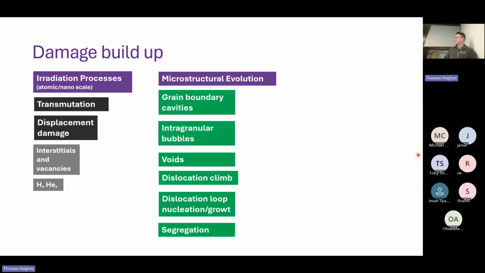Then we undergo our microstructural evolution. So we had a look at sort of what our microstructure might look like. This can have grain boundary cavities, bubbles might start forming, voids might start forming, lots of dislocations might start moving in the way we don't want them to. And then we have segregation of our alloying elements as well. So if we've got, I don't know, a phase of steel with our iron and carbon nicely together, over the course of time, they might start to separate and become a different phase, which we don't want.